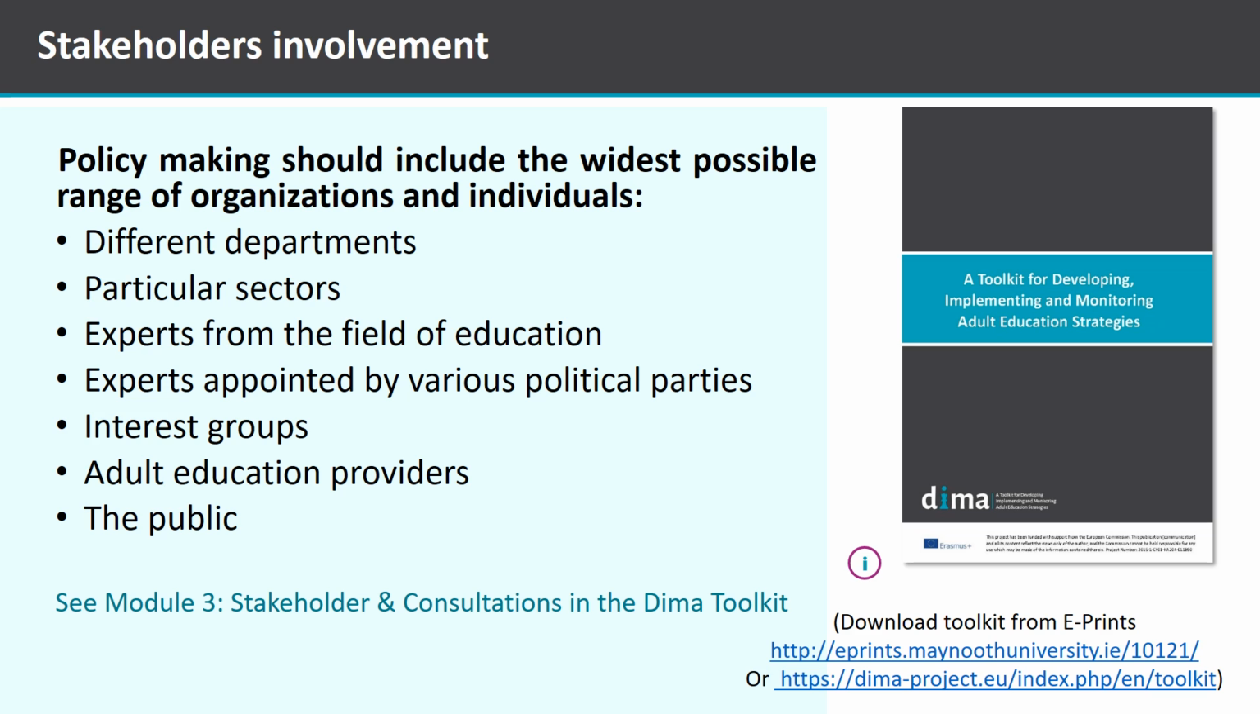Policy making should include the widest possible range of organizations and individuals. This means involving different departments, government departments, NGO groups, etc., involving particular sectors, education sector, employment sector, social protection sector. The involvement of experts from the field of education. The involvement of experts and spokespersons appointed by various political parties and groupings. The involvement of interest groups. Clearly, the involvement of other adult education providers. And preferably, the optimum involvement of the public, particularly those who interact with the service. We have discussed this in much more detail in Module 3, Stakeholder and Consultations, which you will find in the toolkit and in previous slides.